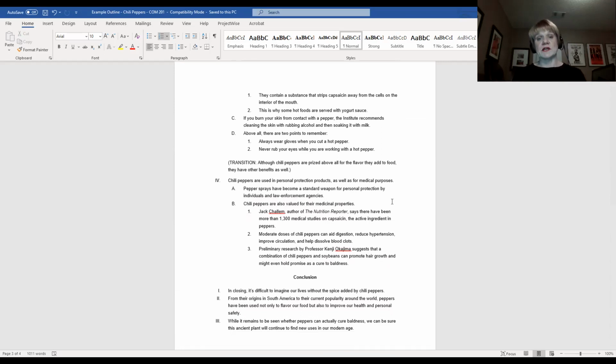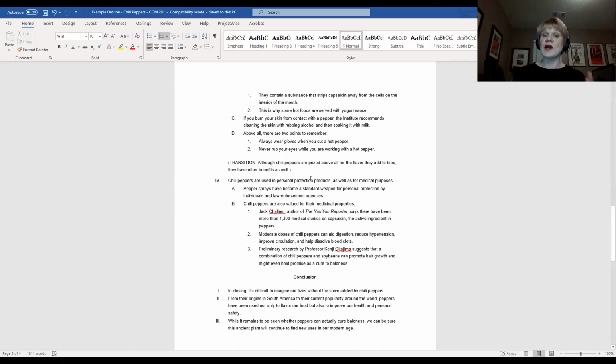If you burn your skin from contact with a pepper, the Institute recommends cleaning the skin with rubbing alcohol and then soaking it with milk. Above all, there are 2 points to remember. Always wear gloves when you cut a hot pepper, and never rub your eyes while you're working with a hot pepper. Now look, here I have put a transition between the main point 3 section and the main point 4 section. So here we've got the parentheses and the transition.